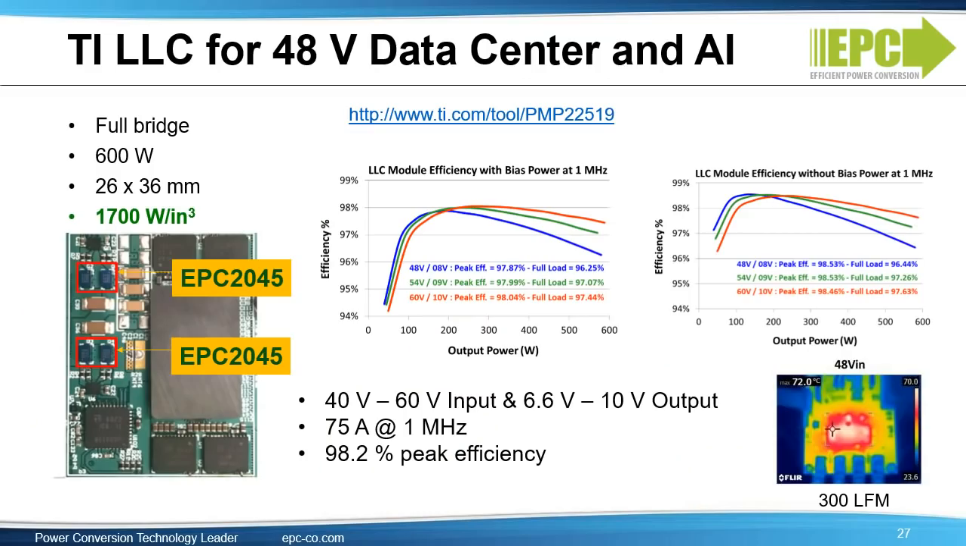This is a TI reference design that delivers 600 watts from an input voltage between 40 volts and 60 volts to an output voltage of 6.6 volts to 10 volts. It uses EPC 2045 100 volt eGaN FETs in a full bridge configuration. The switching frequency is 1 megahertz, which enables the very high power density of 1700 watts per cubic inch, and the efficiency is 98.2%.